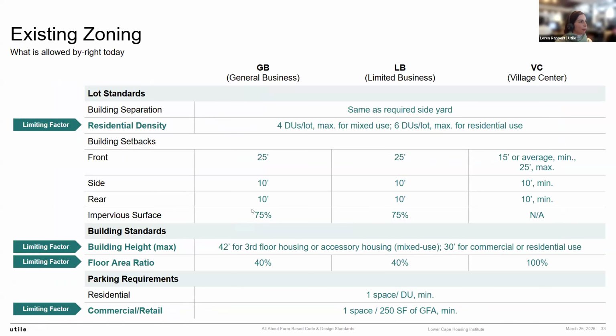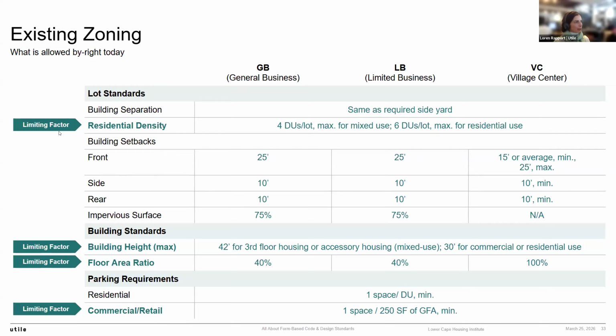So again, part of what we set out to do was understand the limitations of the existing zoning. And we drew through a variety of different sites. We picked up to 5 that represented a range of conditions in Orleans. And in drawing through what was the maximum development possible under the existing commercial zoning, we were able to understand better what the limitations are that exist today. So we identified 4 limiting factors.